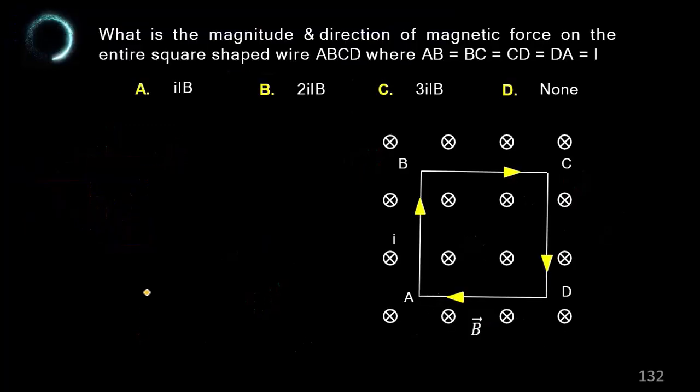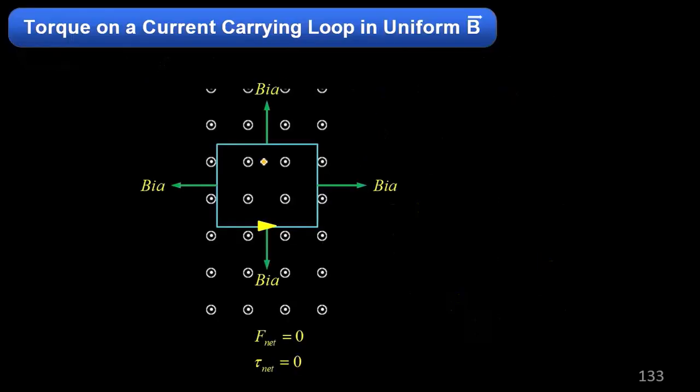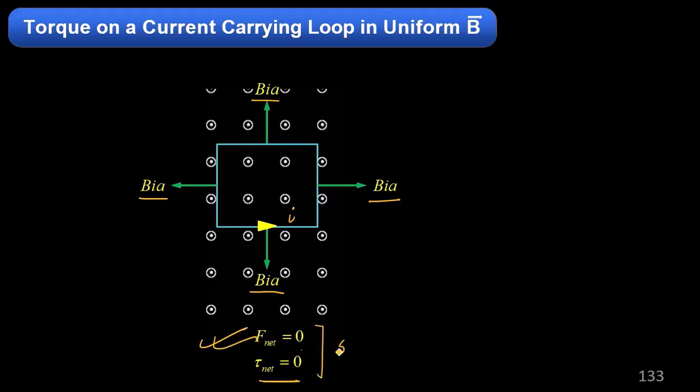Now, the next topic is to calculate the torque. We studied the magnitude and direction of magnetic force on the entire loop the day before, so forget about it. Now, torque on a current carrying loop. If the current flowing through this loop is I, each and every segment of the loop experiences a force. The corresponding net force is 0. Net torque is also 0. That means it is in stable equilibrium.